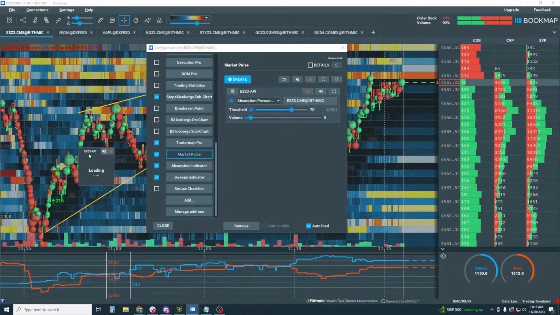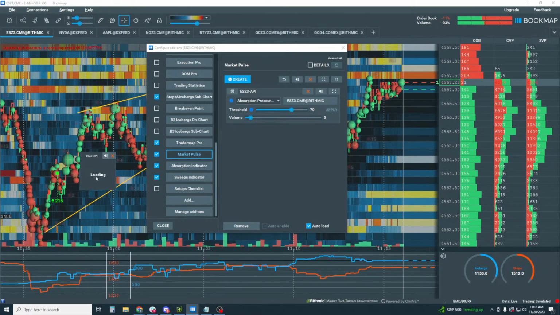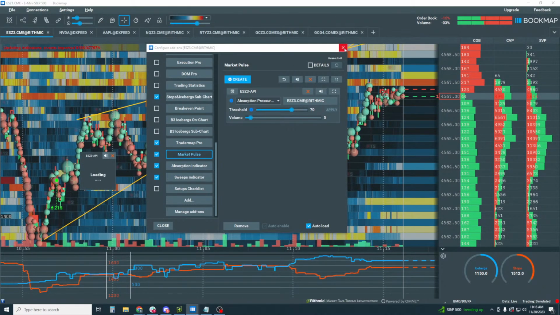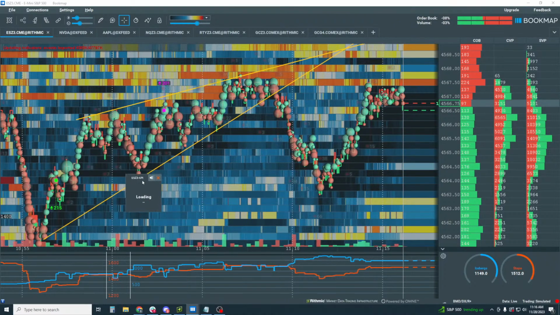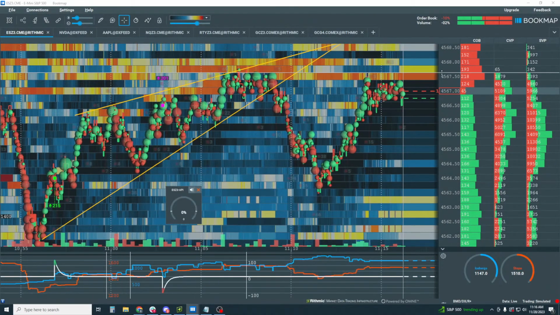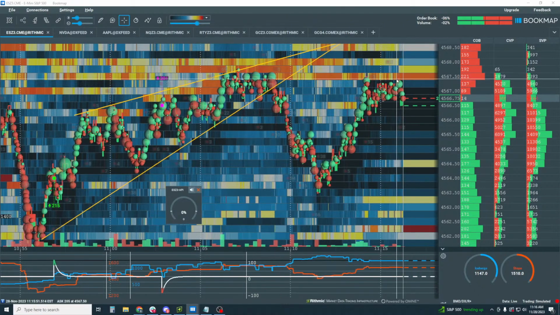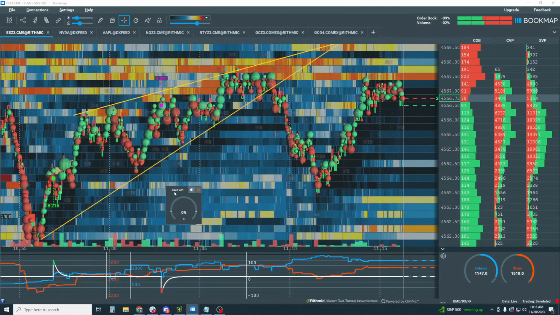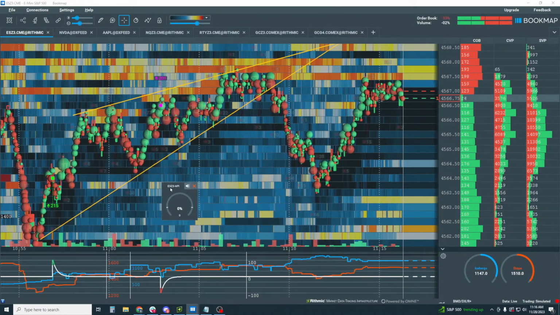And what this will show us here is the imbalance of the absorption indicator. This is an indicator working upon an indicator. This is what we call broadcast API. So the API from the absorption indicator, we're getting a reading off of that here in Market Pulse.